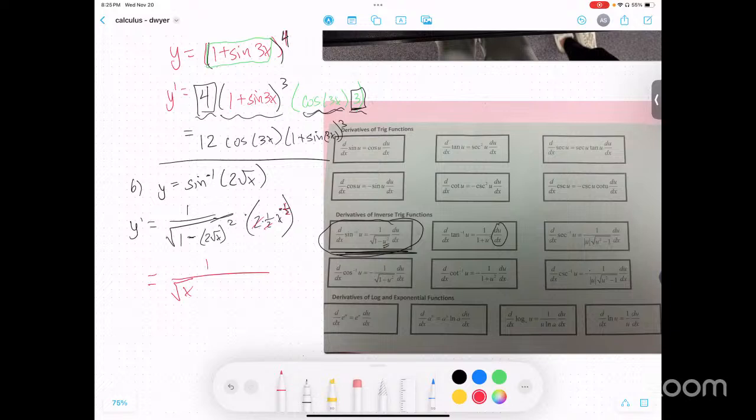You got that? Yeah. Times the square root of 1 minus. Now let's square that. What's 2 squared? 4. And what's the square root of x squared? It's just x. That's right. So there's your answer.